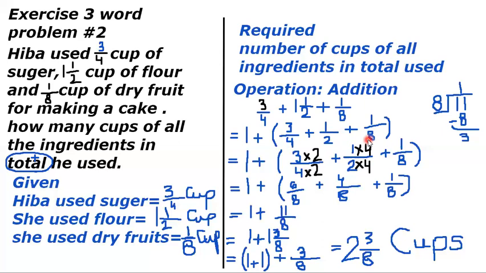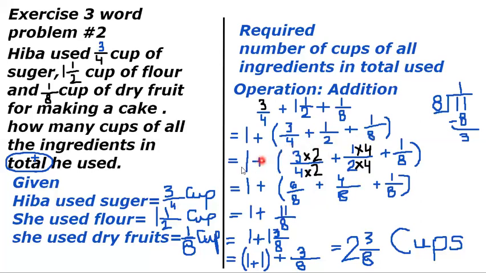How can we make the denominators the same? By taking the LCM of the denominators. The LCM of 4, 2 and 8 is 8. Students, if you don't know how to take the LCM, you should watch my videos of chapter 2. In that chapter, I have given the full explanation of taking the LCM of 2 or 3 numbers. So the LCM of these three numbers is 8.